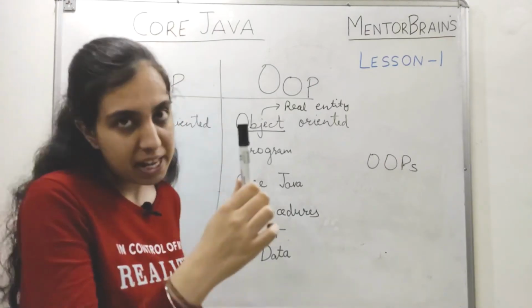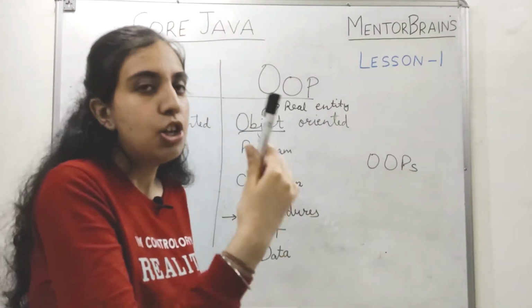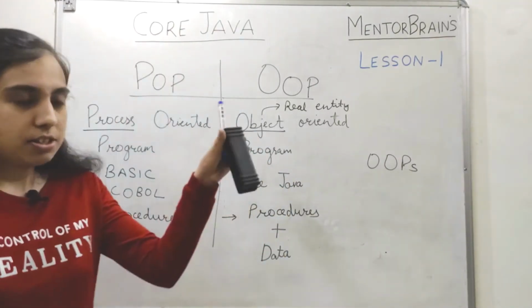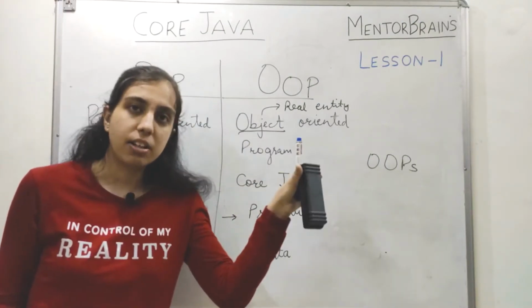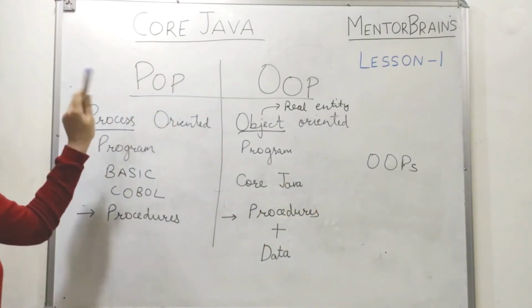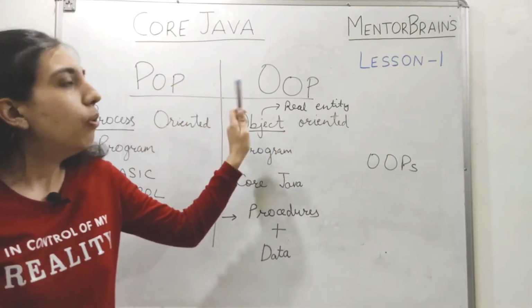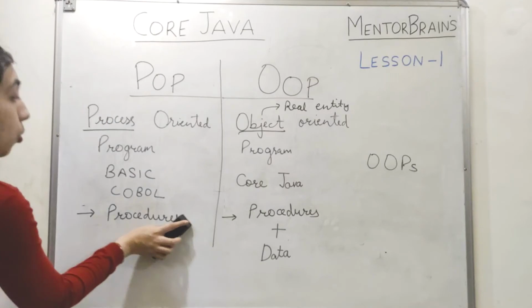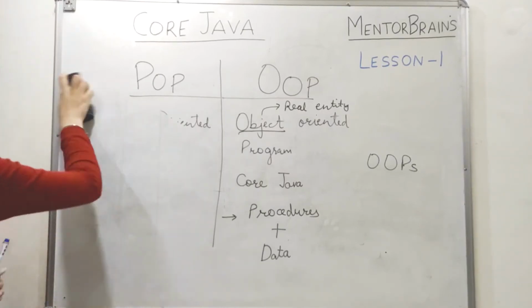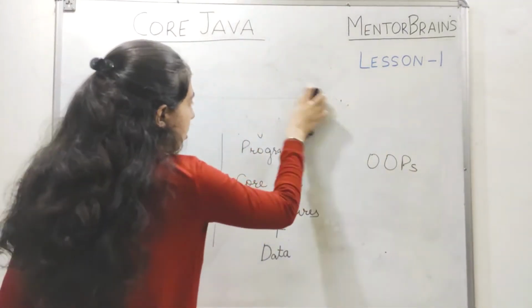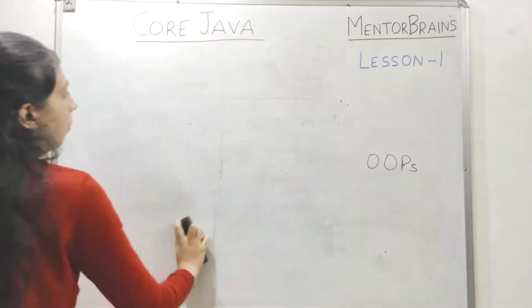So this pen has real existence, so it is an object. This duster has real existence, so it is an object. This way we differentiate between POP and OOP, and core Java is based on object-oriented programming, or OOP. Let's move on to coding now. Let's make our first program and learn how to code in core Java.